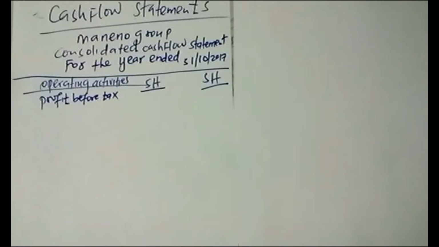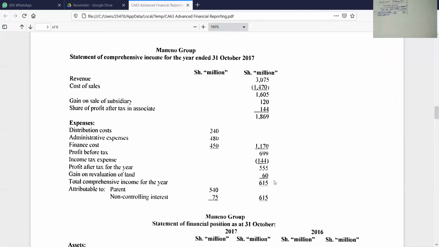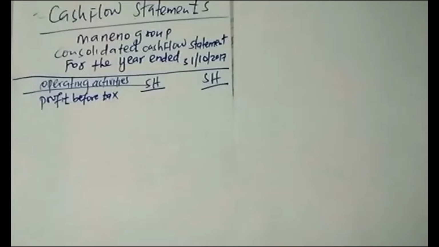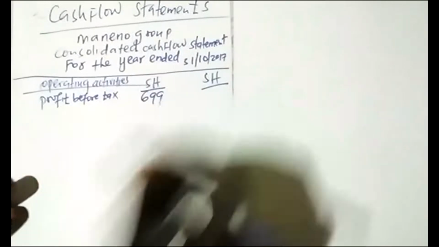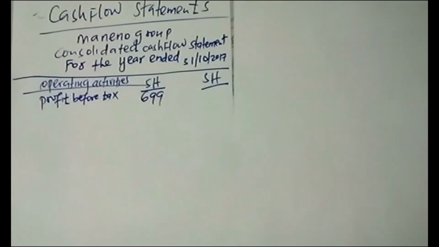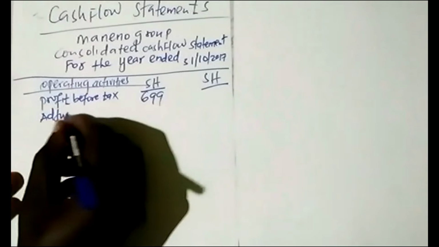So profit before tax is here. You go to your income statement. This one, 699. You can see the 699 there. So profit before tax is 699, and we need to adjust that. You adjust with what? This one is adjusted with non-operating items. Which are these non-operating items? So you say adjust for.